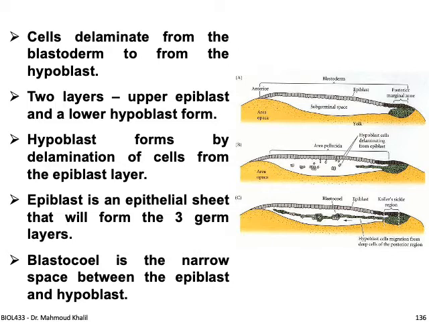These hypoplasts are formed actually by the delamination from cells of the epiplast layer. Epiplast is an epithelial sheet that will in future form the 3 germ layers, and now the blastocele is formed between the epiplast and the hypoplast. You can see in this figure as well that the posterior marginal zone is very evident, from which this posterior marginal zone will project some cells internally and merge with the delaminating cells, and with the cells migrating from the deep cells of the posterior region to form the hypoplast.